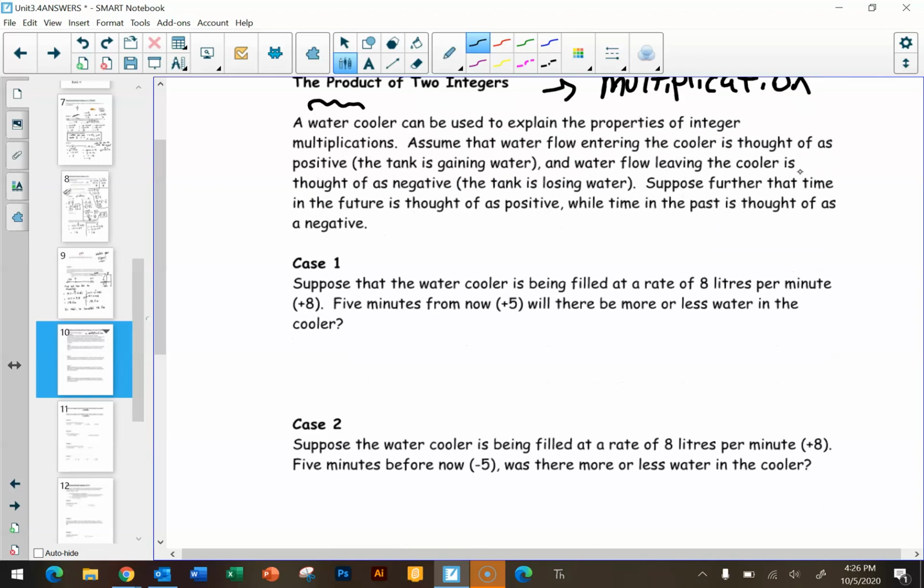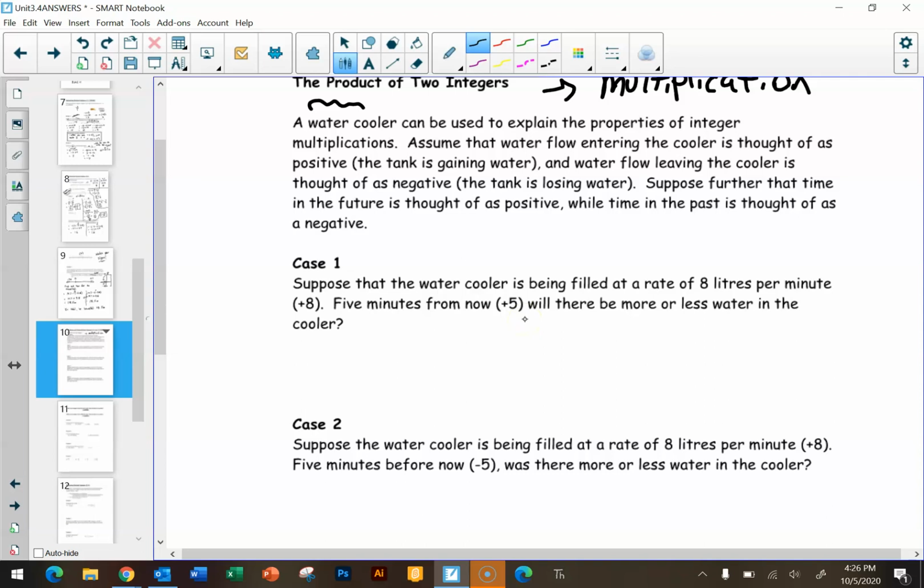So let's look at case 1. Suppose that a water cooler is being filled at a rate of 8 liters per minute. So if the tank is being filled, then, just from the wording alone, we can assume that the longer time goes on, the more water is going to be in the cooler. So we're looking at a positive rate of flow, so that's plus 8, and we're also looking at positive time. We're talking at plus 5 minutes.